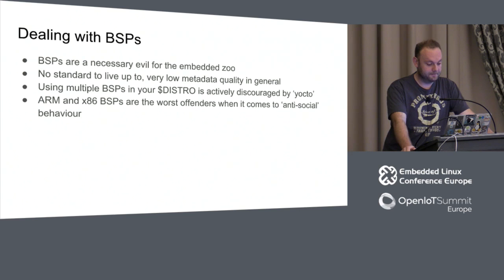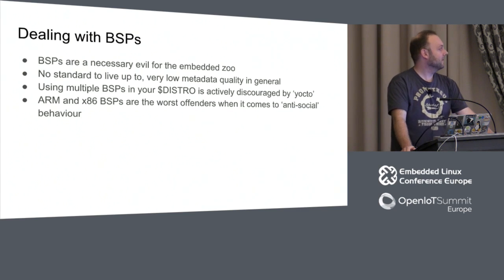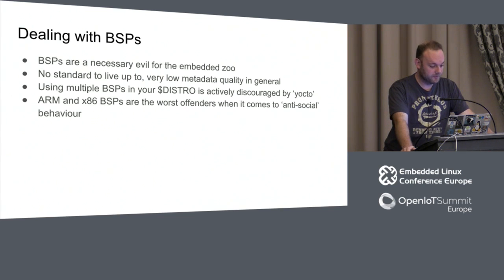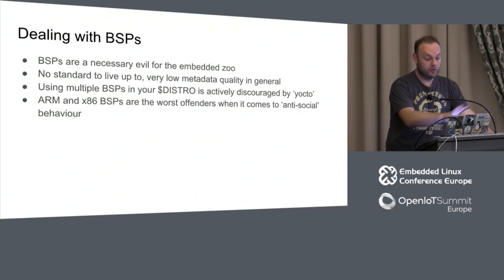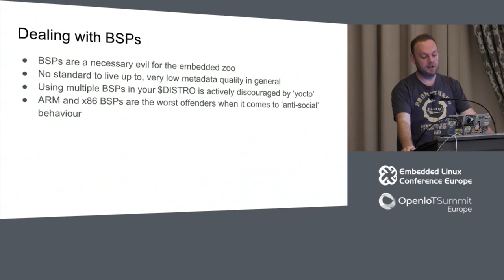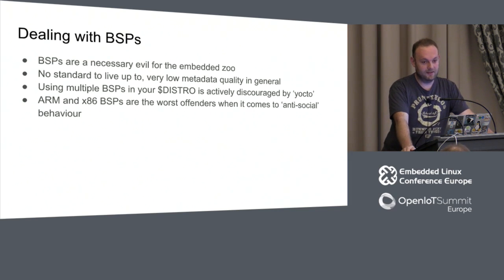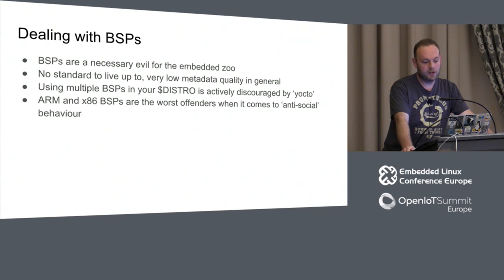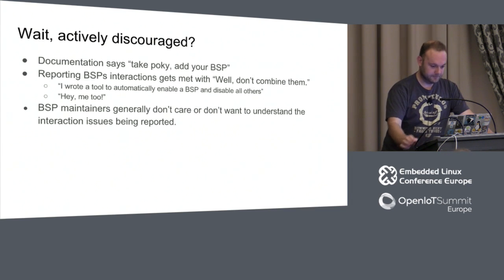So this is not a complaint against OpenEmbedded or the Yocto Project. This is squarely on the shoulders of the maintainers. And to make it worse, due to it being low quality, using multiple BSPs in your distribution is actively discouraged by quote-unquote Yocto. If you read the documentation, go on the IRC or the mailing list, they basically say, yeah, don't do that.